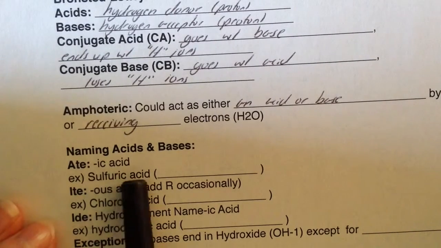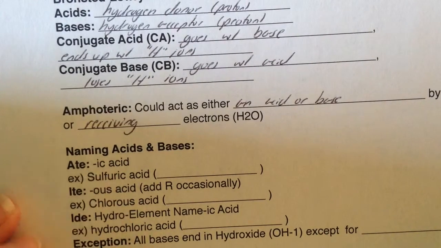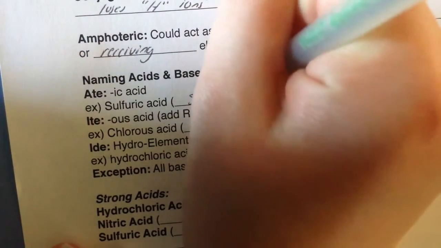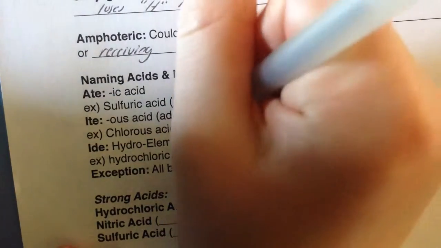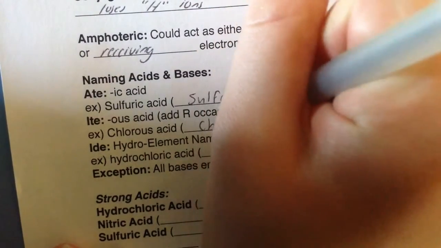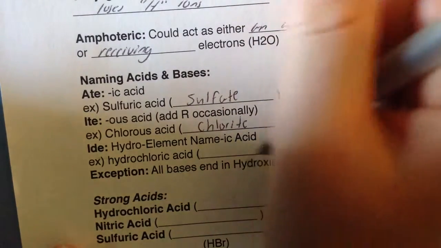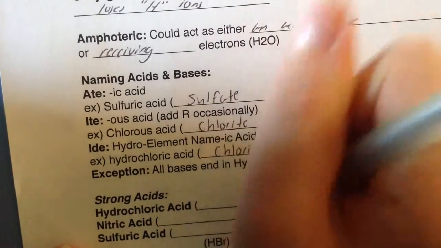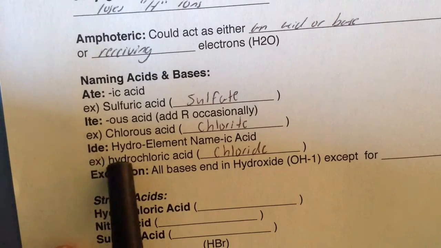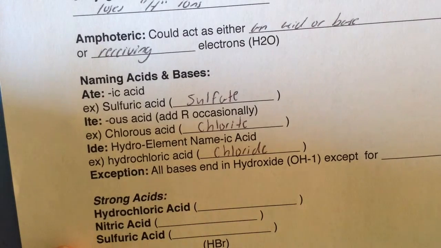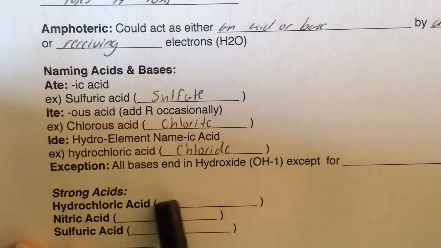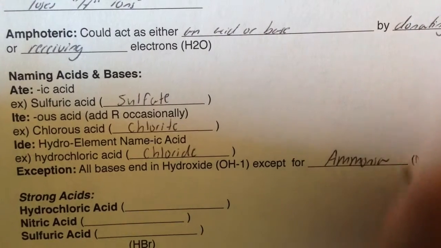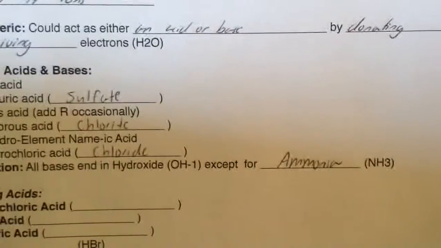So, if you have sulfuric acid, the -ic ending means that you originally had an -ate ending, so that's going to be sulfate. Chlorous is going to be chlorite, because that -ite ending turns into that -ous. And then this one is going to be chloride, because if you have that -ide ending, then it'll have that hydro-ic acid. And remember your exception, all bases will end in hydroxide except for ammonia, which is NH with a subscript of 3, and that should be a subscript.